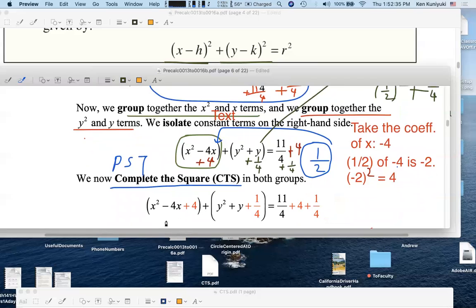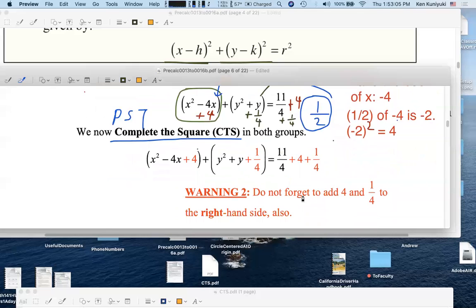Here I've cleaned it up. Okay, so our first PST will be x squared minus 4x plus 4. And remember, when we add 4 to the left, we have to add 4 to the right. And then for the y group, y squared plus y, we add 1/4 to complete the square to make a PST. So that means that we have to add 1/4 to the right side to balance things out. Remember, we have to balance things out. Okay, don't forget to add the 4 and the 1/4 to the right-hand side as well. The goal is to balance. Balance the equation.